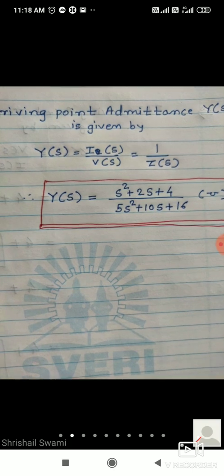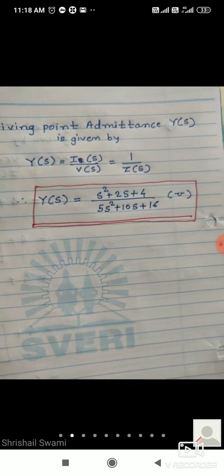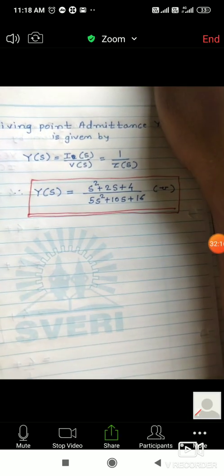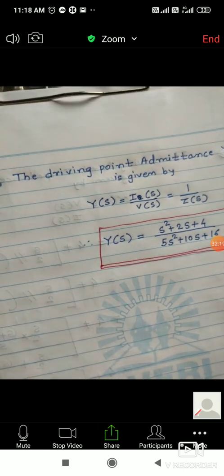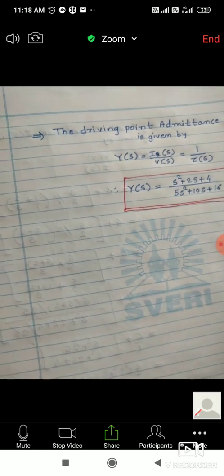Any doubt in this, in the third problem? Does anyone have any difficulty in the third problem? The last problem, because in the next lecture we are going to start the poles and zeros of a network function. Okay, so we will finish this bit now.